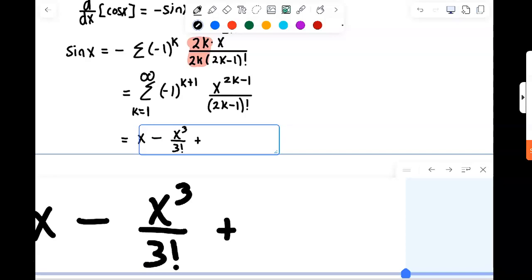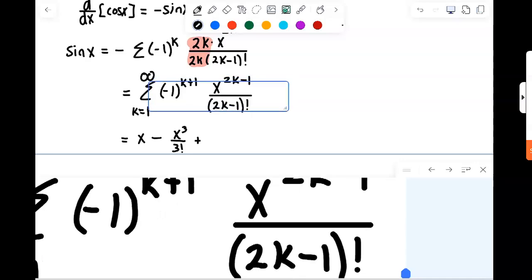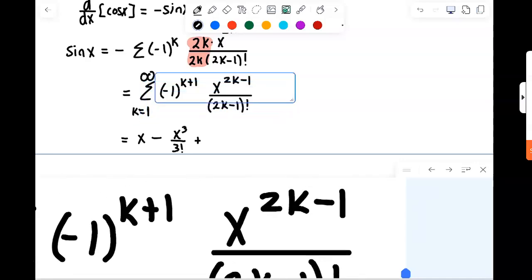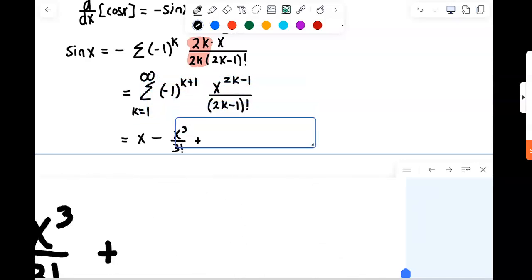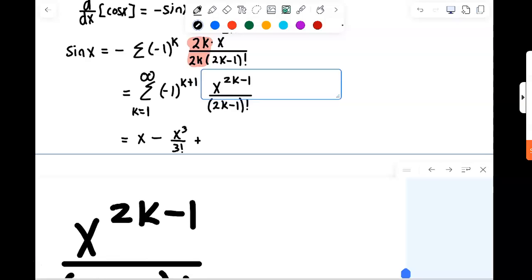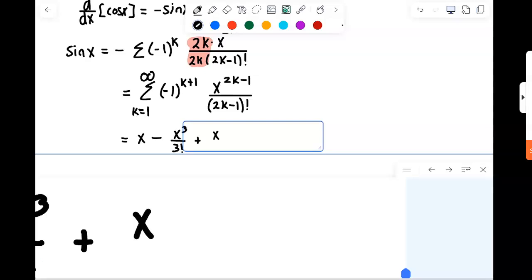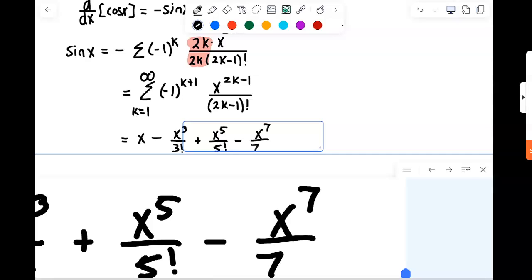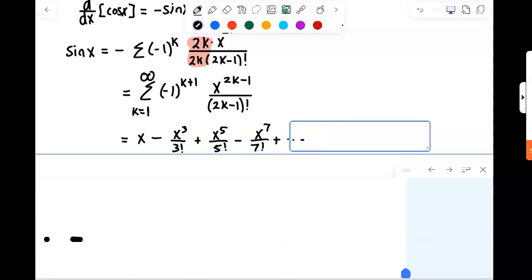And then, skip to k equals 3 now. We have 3 plus 1 is 4, so it would be plus. And again, 2 times 3 is 6, minus 1 would be 5. So x to the 5th over 5 factorial. And we continue, minus x to the 7th over 7 factorial. Plus, and so on.